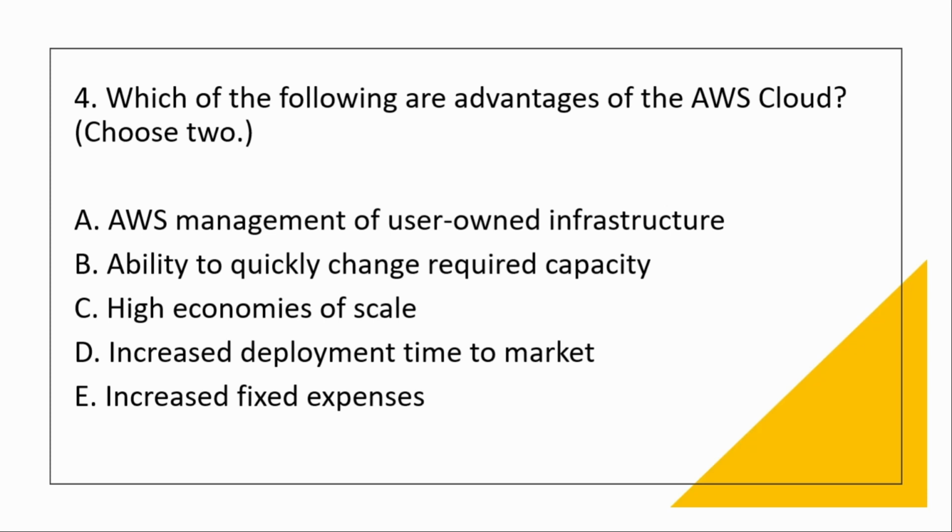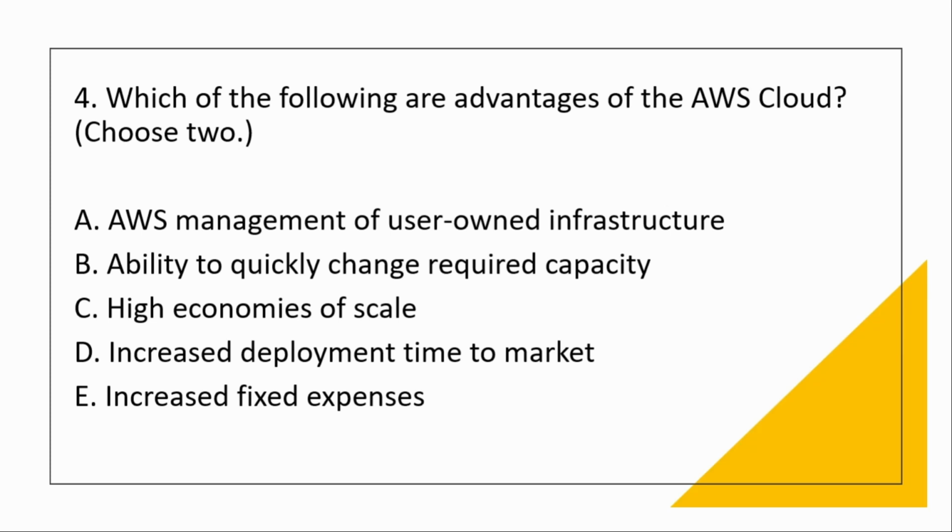Coming to the next question, which of the following are advantages of AWS cloud? AWS management of user-owned infrastructure? No. Ability to quickly change required capacity? Yes, because that is one of our biggest concerns, right? Today we have an amount of data, but now we have more data and it is increasing day by day, and we need to worry about capacity if you're having your own infrastructure. But if AWS is managing your infrastructure using elasticity, it can easily change the capacity, okay.